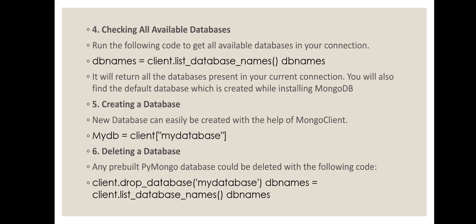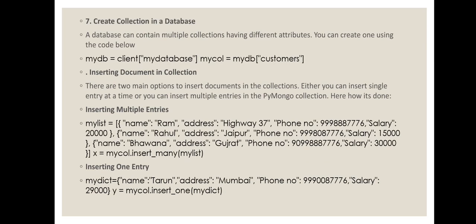For checking all available databases, run the following code to get all available databases in your connection. It will return all the databases present in your current connection. You will also find the default databases which are created while installing MongoDB. Fifth, creating a database. A new database can easily be created with the help of MongoClient. Sixth, deleting a database. A pre-built PyMongo database can be deleted with the following code.